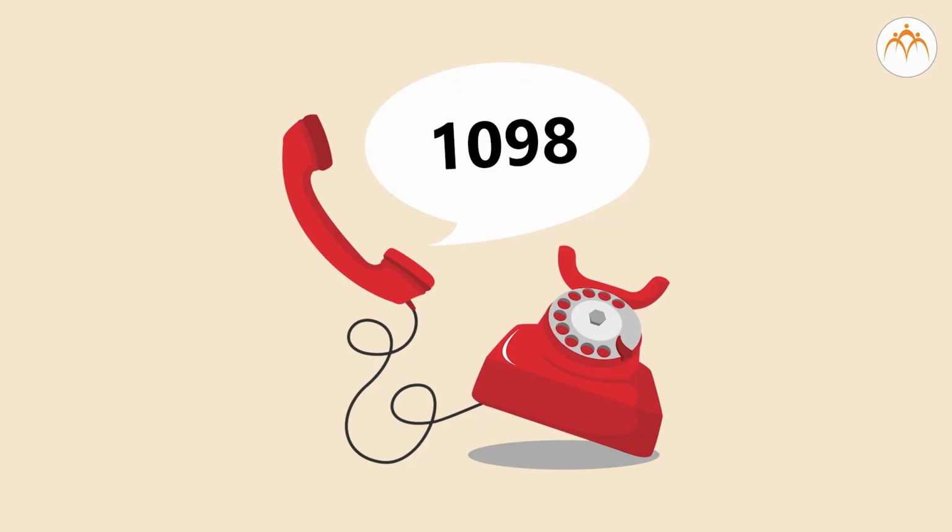Means? Let me tell you. If someone employs a child and then beats him, troubles him, then we should call the number 1098. This is a special number for Pune district. They send some people to help such children. This service is available for all 24 hours.